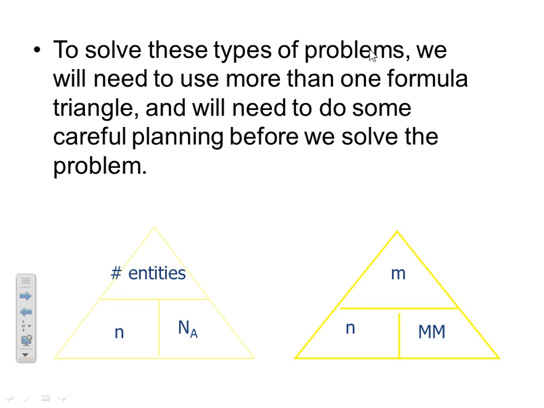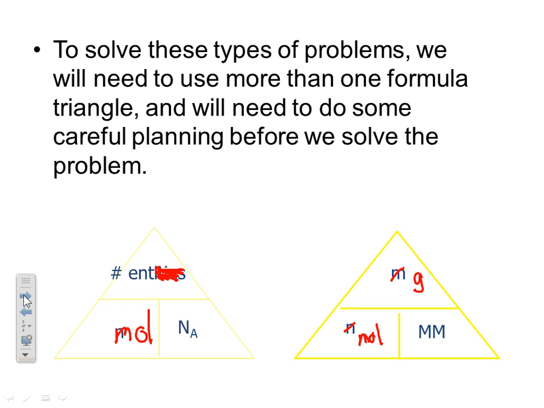To solve this type of problem, we need to use more than one formula triangle. And again, I don't like this particular version of it. I like to think in terms of just ent, which is entities. I like to write moles for Avogadro's number. Again, I like to write grams, and I like to write moles. And again, I have the molar mass flipped around. That doesn't make any difference. But these are the versions that I like, because I like to put the units right into them.